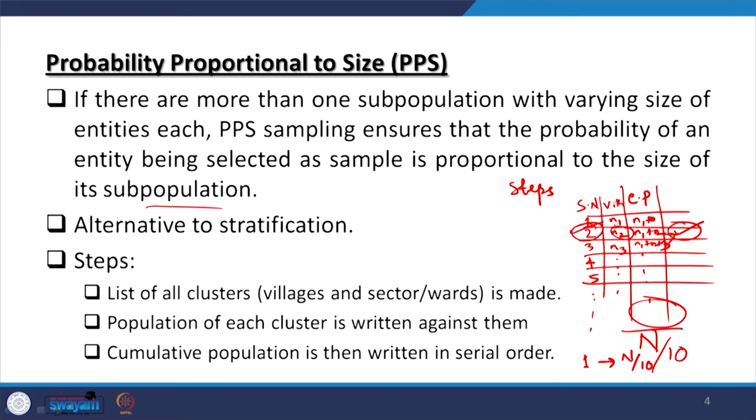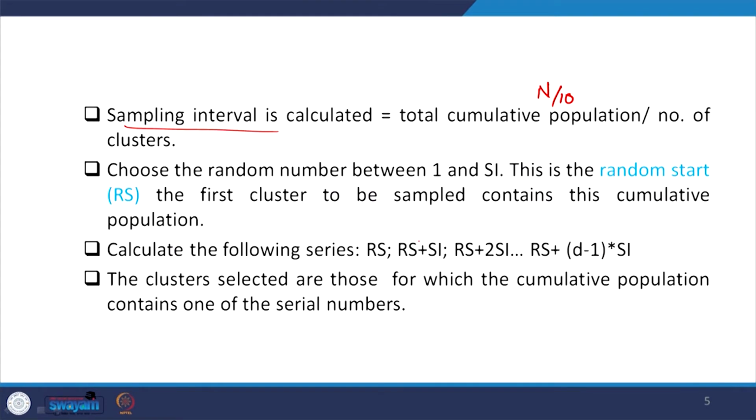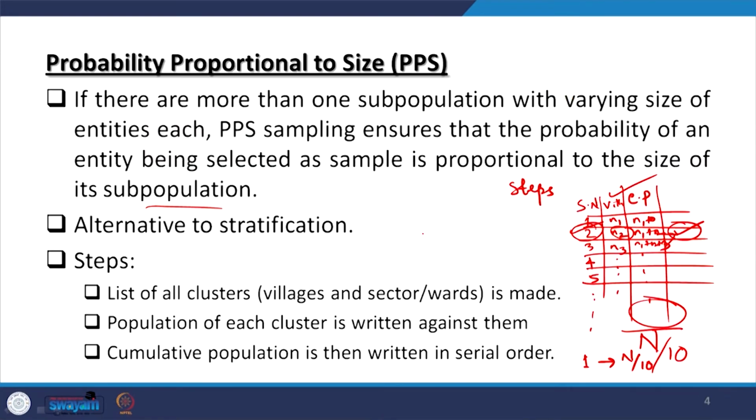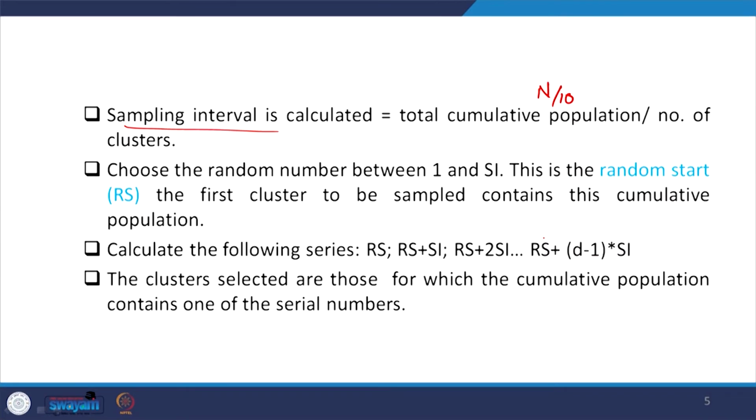Within that N2, a particular household is selected, if your household is your unit of survey, or here, if village is your unit of survey, then N2 is selected. Now, N2 plus your sample interval will correspond to another serial number. Let it be another serial number, maybe in 3, not in 2. That one will be selected. Again you add RS plus 2 times the sample interval, RS plus 3 times the sample interval, and you keep on doing this till d minus 1.